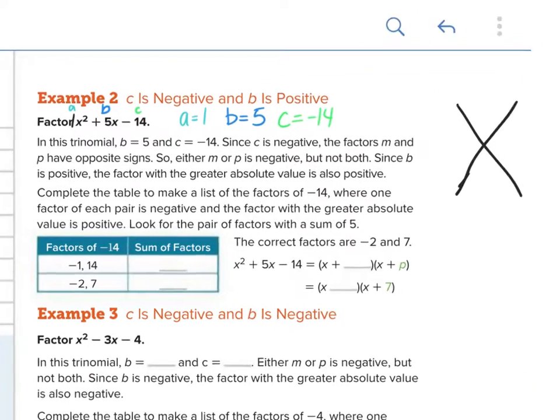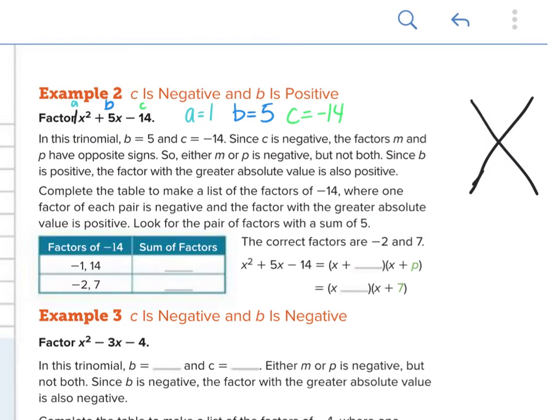Okay? All right, so Lane, over here on my X that I drew, the top is my A times C. So if I do A times C, what would I get? 14. Close. Negative 14. There you go. All right, now the bottom is just B. So 5.